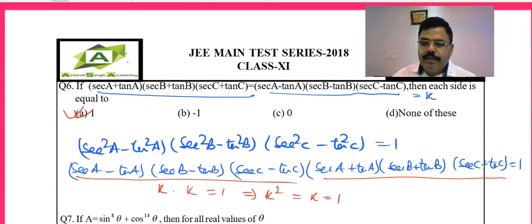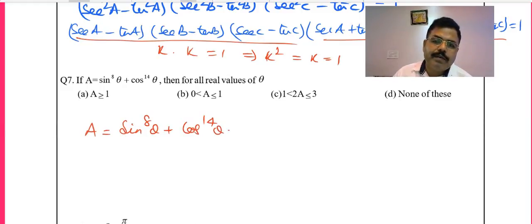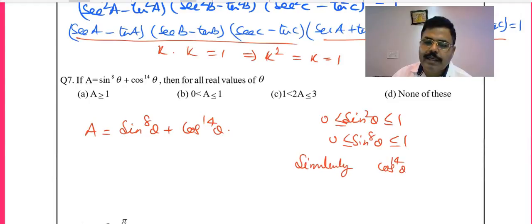I hope you got it. Now the next question is, here a is equal to sine to the power 8 theta plus cos to the power 14 theta. Both are positive. Since sine square theta lies between 0 to 1, sine to the power 8 theta also lies between 0 to 1, and similarly, cos to the power 14 theta also lies between 0 to 1. So clearly, they must be greater than 0. They must be greater than 0, right?